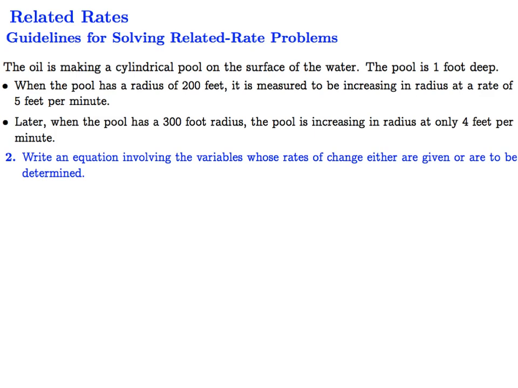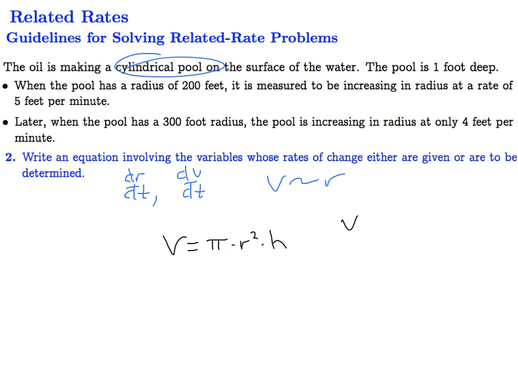So the second step in this process is to write an equation involving the variables whose rates of change either are given or are to be determined. And so the key is that we know stuff about dr/dt, we want to know about dV/dt, so we want to somehow connect the variables V and r together. And in this case, since we're given that we have a cylindrical pool, the equation we want is that the volume of my pool is equal to pi times r squared times h, where V stands for volume, r stands for the radius, and h stands for the height of my cylinder.